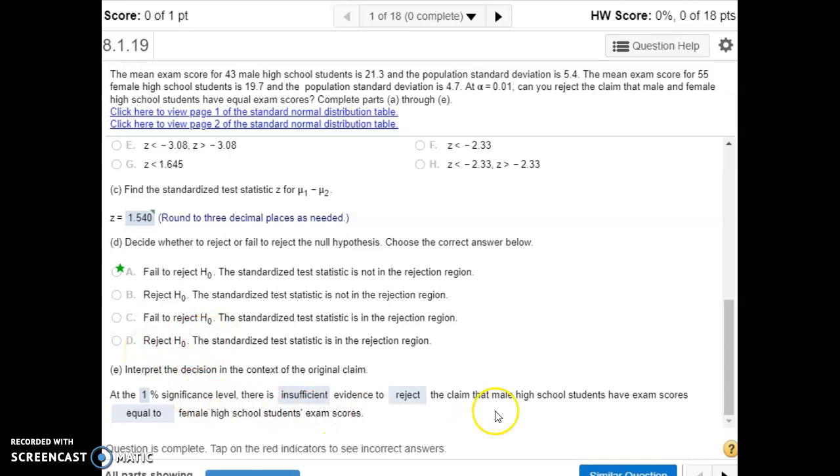And our claim here, recall, was that male and female students have equal exam scores. Since there was not enough evidence for us to reject the null hypothesis, it means there's insufficient evidence to reject the claim. And the level of significance was what was listed here. So although our samples from each of the populations definitely had different mean exam scores for the males and females, they weren't far enough apart for us to assume that the entire populations of all the males and all the females actually have a different mean exam score.